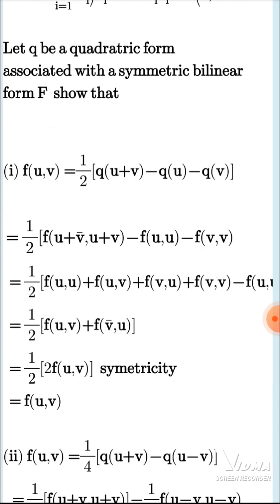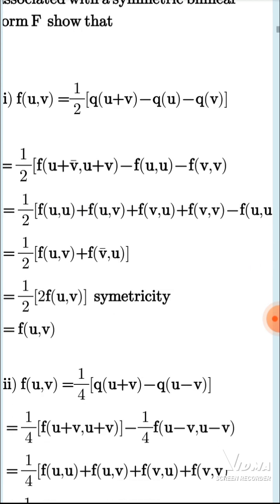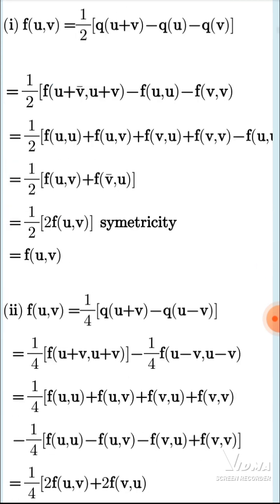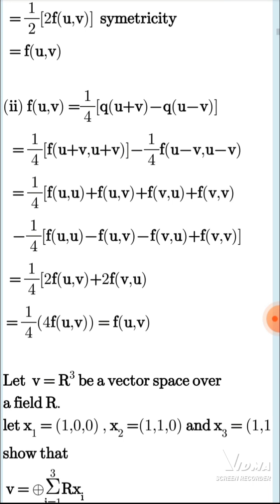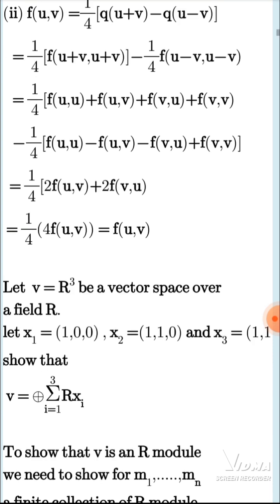Now let B be a quadratic form associated with a symmetric bilinear form. We are asked to prove that. So knowing fully well that q of u plus v will give us f of u plus v, u plus v, and q of u will give us f of u, u, q of v will give us f of v, v. When we cancel out the necessary values, we arrive at f of u, v. And note that for symmetricity, f of u, v is the same thing as f of v, u. So similarly for 1 over 4 of q of u plus v minus q of u minus v. So it is stated. You can as well pause the video and go through the examples vividly.